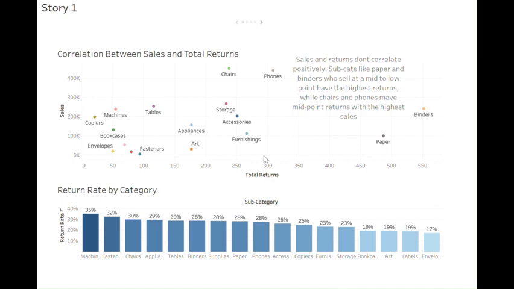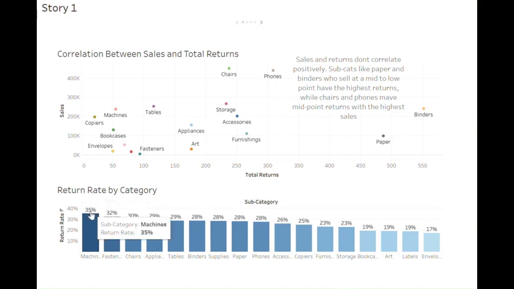But in this case, we have binders and paper over here, which have a lot of returns, but in the example of paper, it doesn't have a lot of demand, doesn't have a lot of sales. So you can say that this is an unhealthy line, and they don't correlate positively because of the binders and paper subcategories.